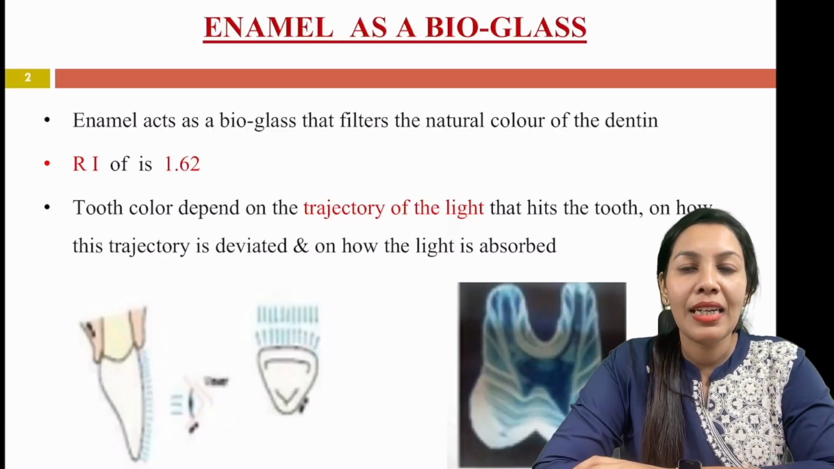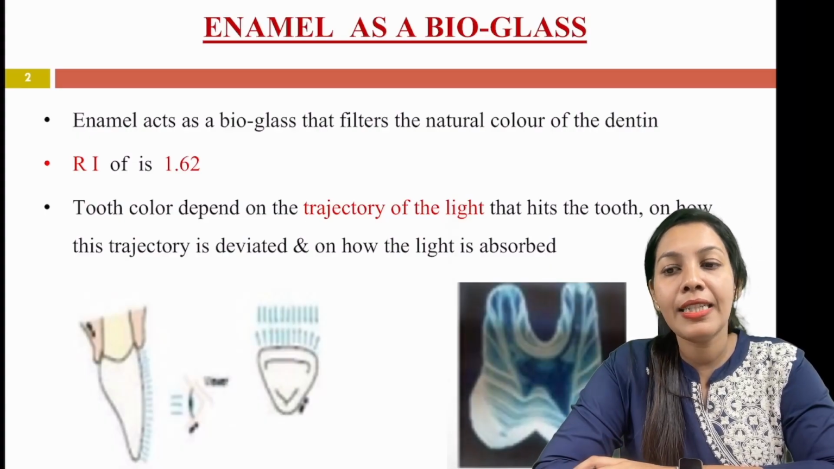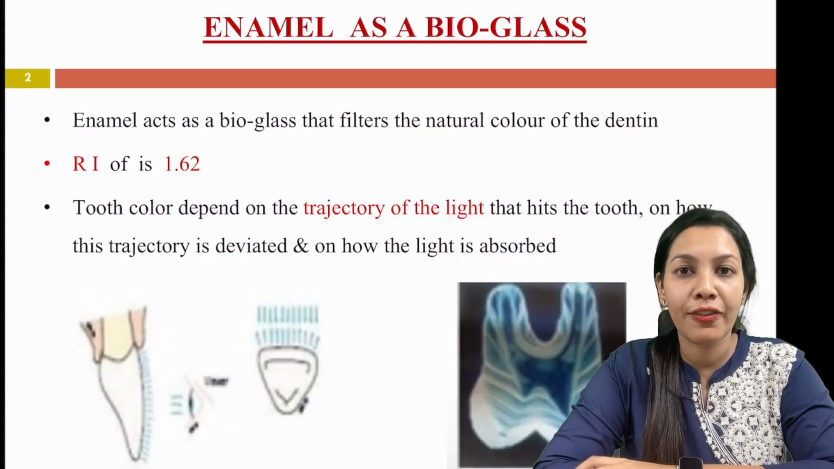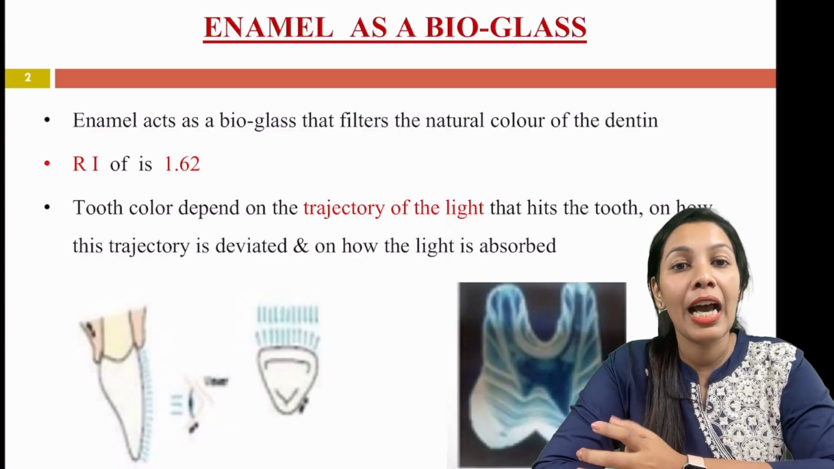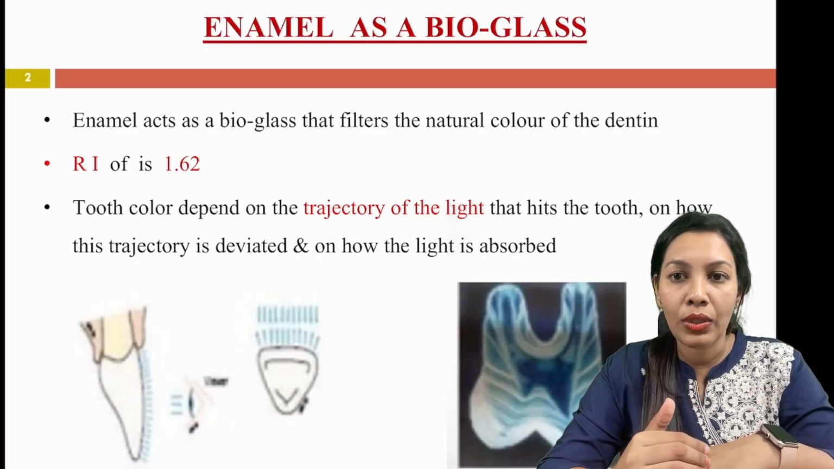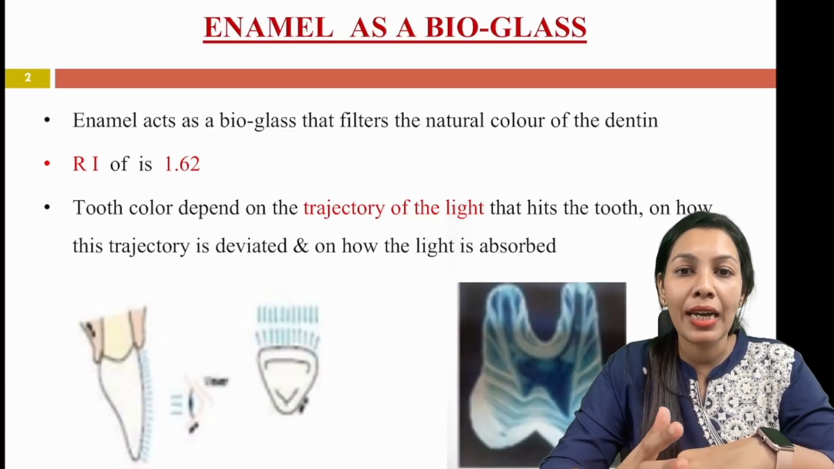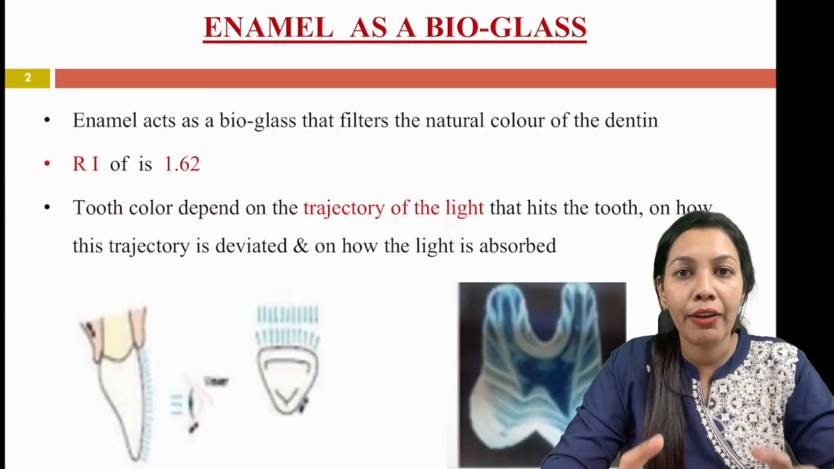Normally enamel is called a bioglass. That is because it filters most of the natural color of dentine, and the refractive index of enamel is 1.62. So whatever light hits the tooth, it has the capacity to deviate, and some of it is absorbed. This is a basic property of enamel.